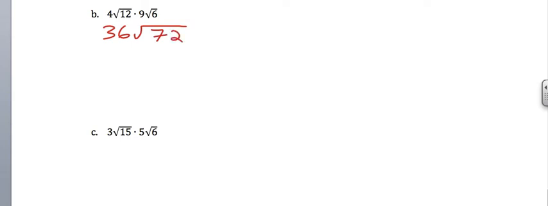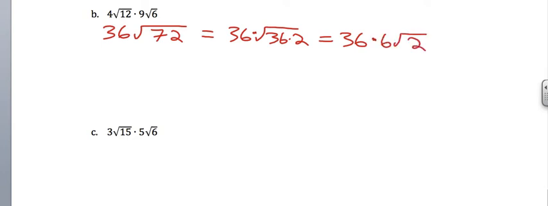Now I can simplify the square root of 72 into the square root of 36 times 2. 36 is a good perfect square that goes in there. Now the question is, what do we do with that 6 that comes out? Well, this is multiplication, so I'm going to multiply by the 6. 36 times 6, that's easy to do in my head. That's 180 plus 36 is 216. So I get 216 times the square root of 2.